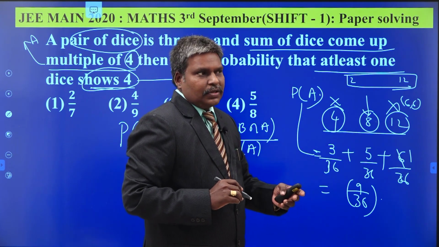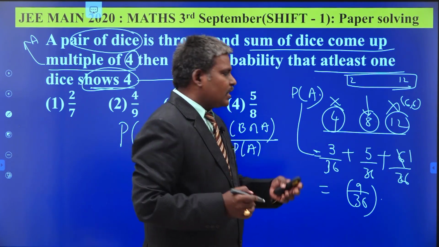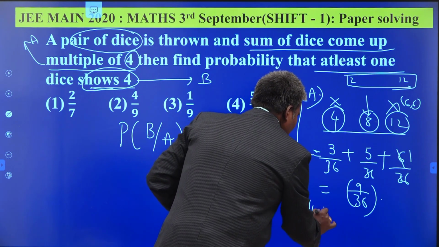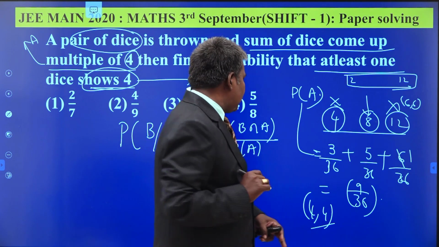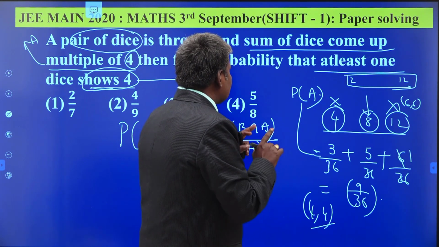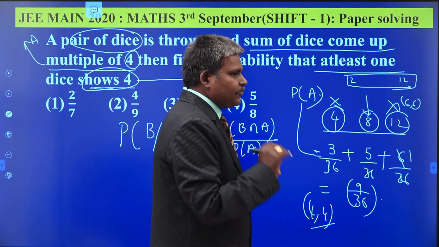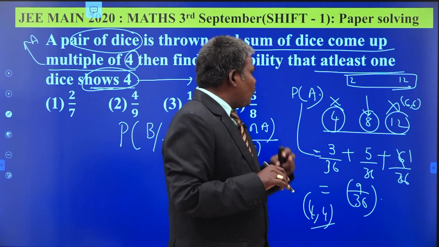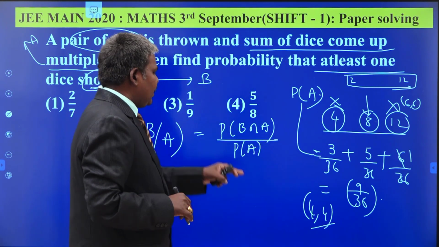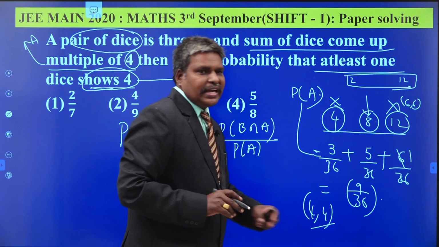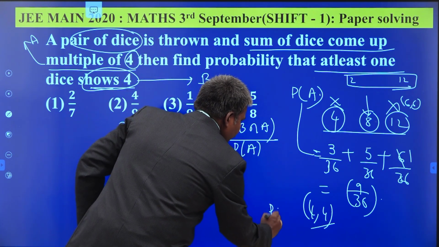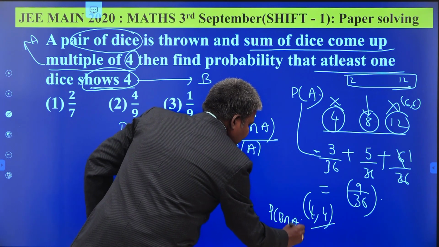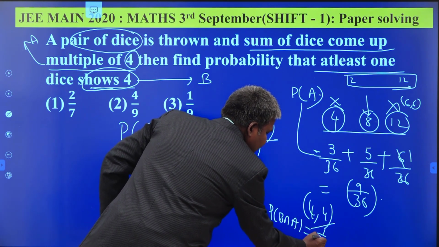Sum is 8. One die shows 4 means what are the conditions? 4 comma 4 will appear. So how many possibilities should be there? Only one possibility. So the numbers summation is divisible by 4. At that time, one of the die shows 4, the possibility is one and only, that is 4 comma 4. So what is probability of B intersection A? Probability of B intersection A is equal to 1 by 36.